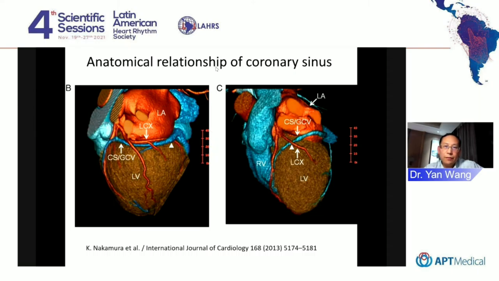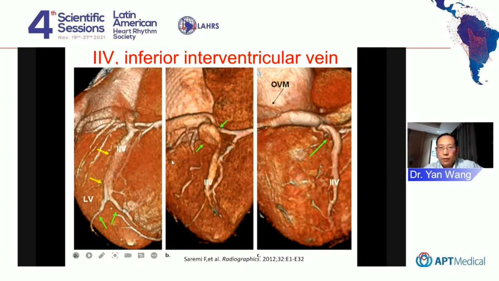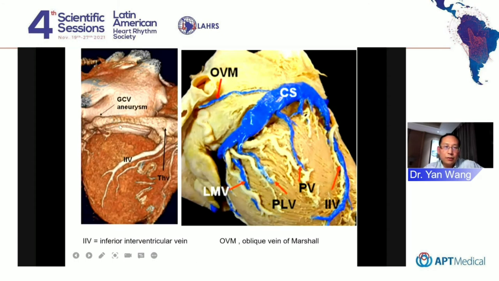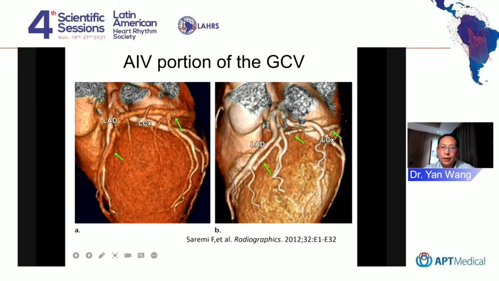Also, sometimes the inferior vein of the ventricle has much variation like this. Some is very big and some are small. Sometimes we can also see some aneurysm like this. This is the ligament or muscle like this. And the great cardiac vein sometimes extends here, and you can see the great cardiac vein is very long, and here almost close to the LAD and the triangle here. Sometimes the great cardiac vein is small, it's not very long. Here is very long.